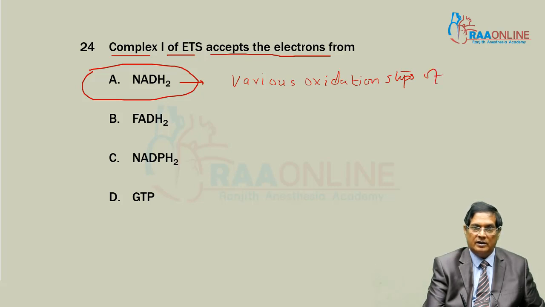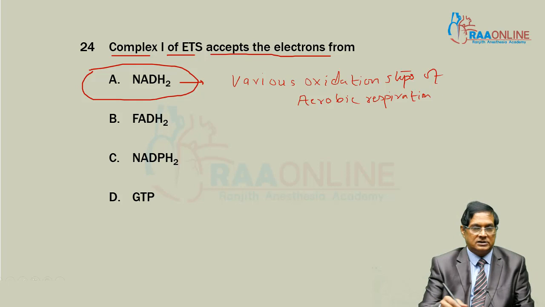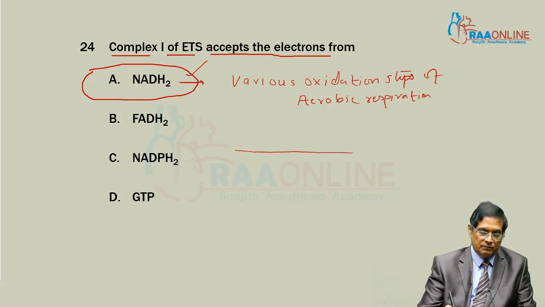Of aerobic respiration. That is in glycolysis, number 2 intermediate step, number 3 Krebs cycle. In all the cases, if NADH2 is produced, then this NADH2 goes to the mitochondria.